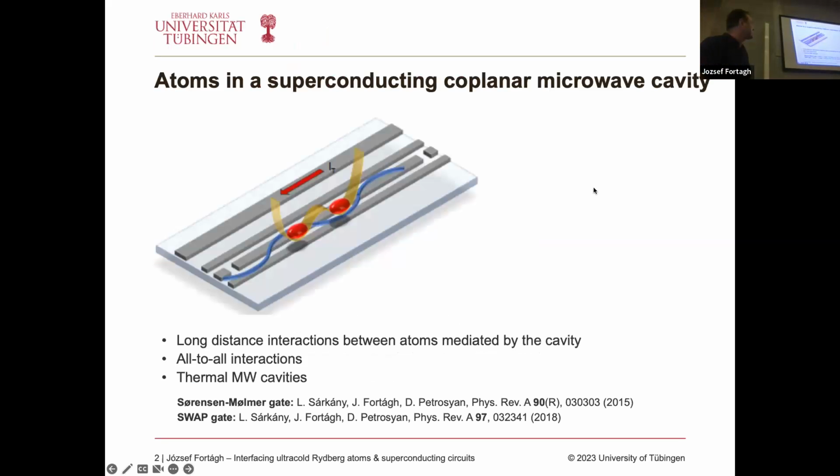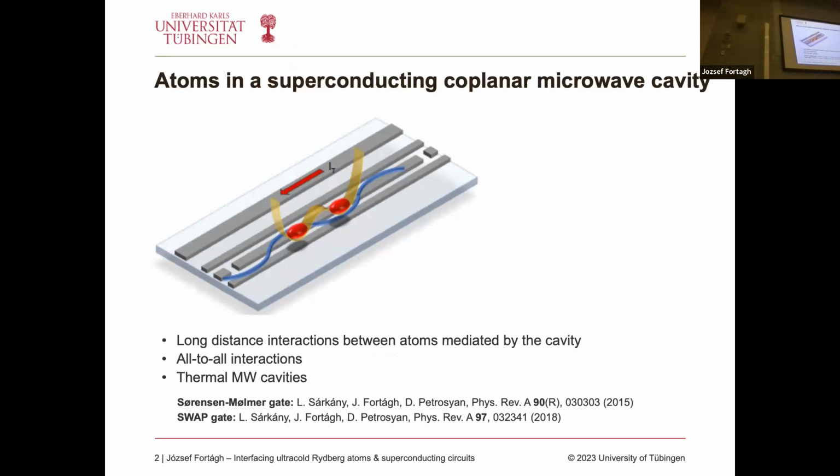Yes, this is the physical system that we look at in our experiments. So what we see here is an atomic cloud that is trapped in a magnetic trap close to the surface of a superconducting coplanar microwave cavity. In this presentation, I look at a single atomic cloud interacting with the field of a driven microwave cavity.